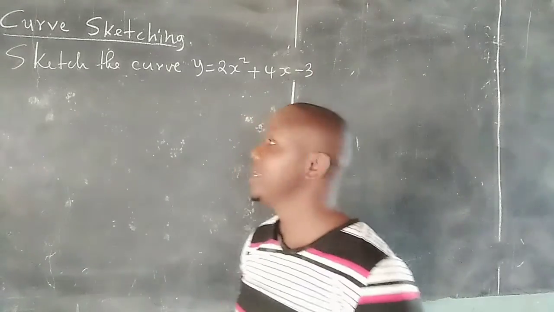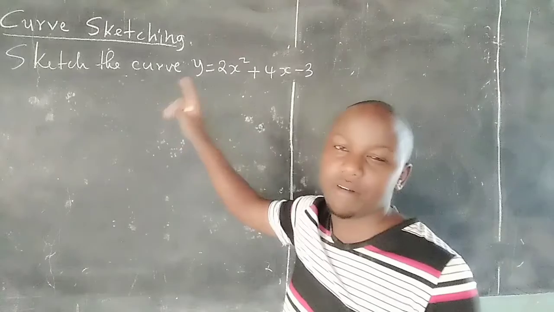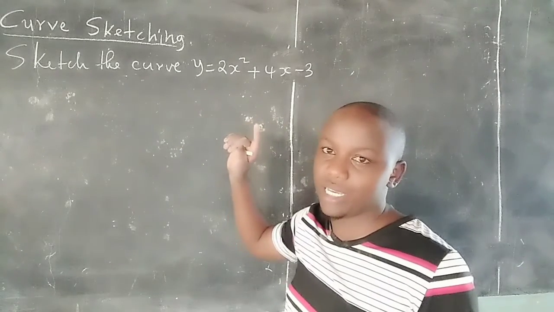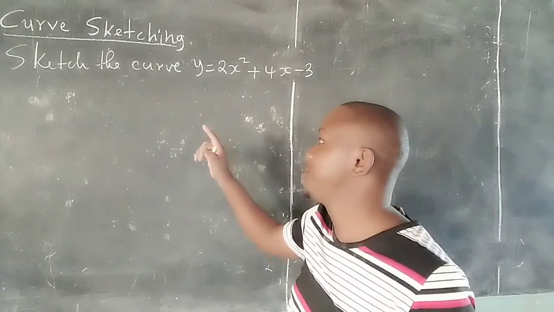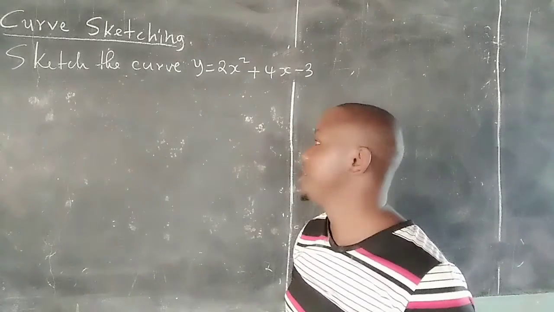So welcome once again. We have continued with the sketch of curves. We had sketched a curve of a cubic function, and now I want to sketch a curve of a quadratic function whereby the turning point is only one.